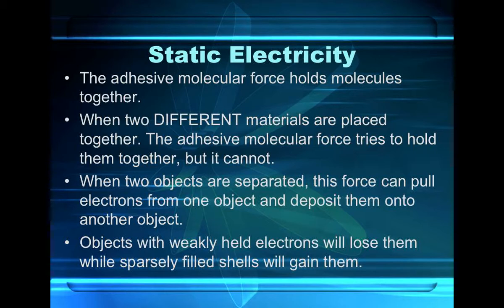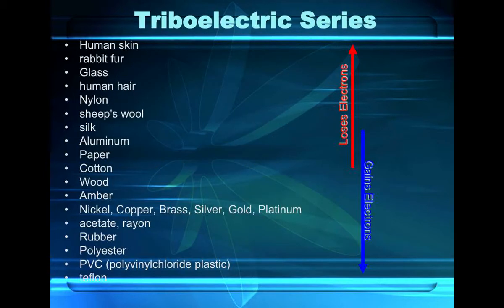All right, so we've kind of categorized how elements perform. Some elements strong, some elements weak, and that series is called the triboelectric series. And y'all don't have to memorize these. Okay, so the higher we get on the triboelectric series, guys, those are the ones that tend to lose electrons. They have the weak adhesive molecular force. The lower on the triboelectric series will tend to gain electrons.